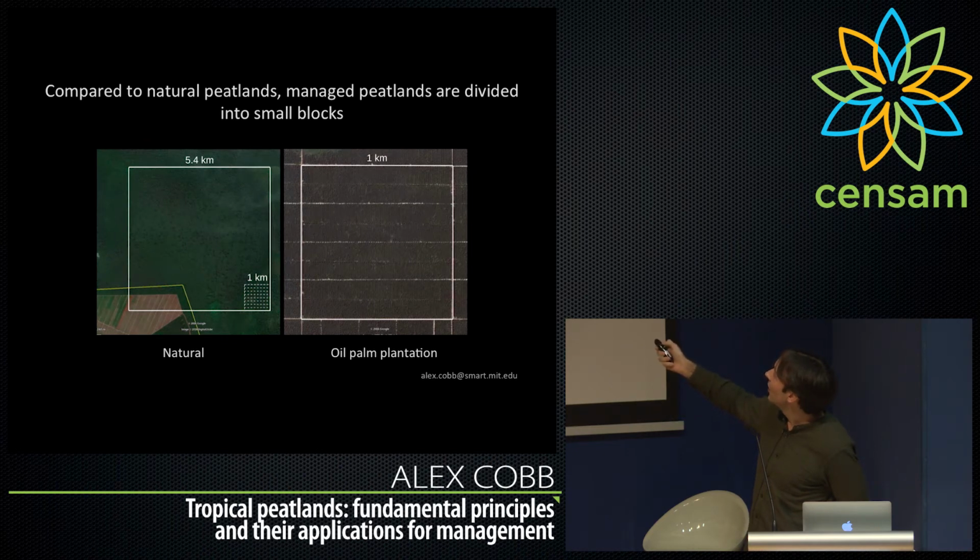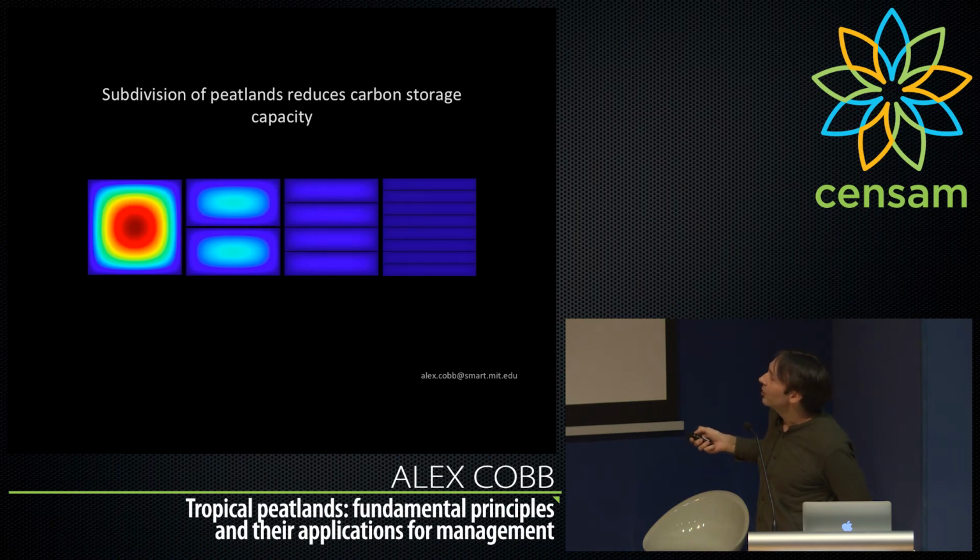This is the Barham River in Sarawak, and all of these little lines are drainage canals inside oil palm plantation. So just to give you an idea of the scale, this is about the size of one of the peat domes at our field site. So it's about 5.4 kilometers on a side. This is the grid just for scale in a typical oil palm plantation. So note the different scale. This is how it's divided up into small pieces.